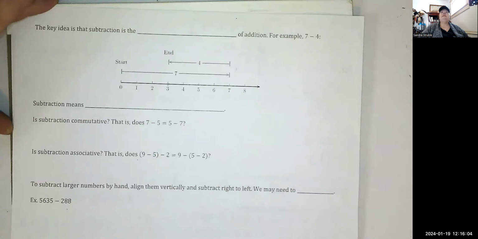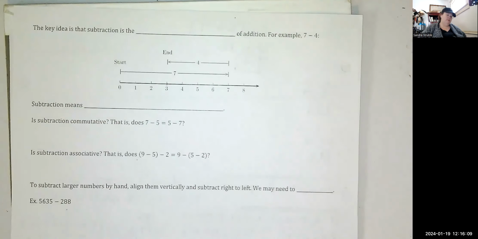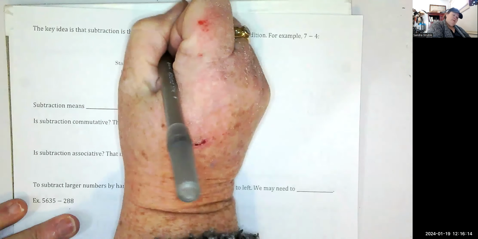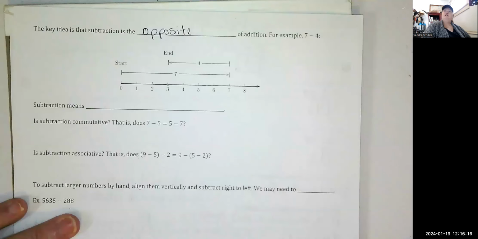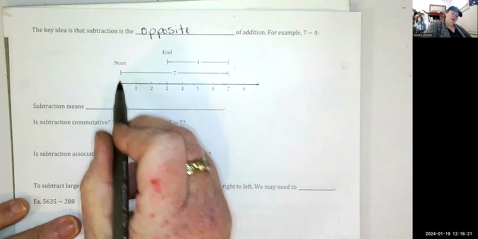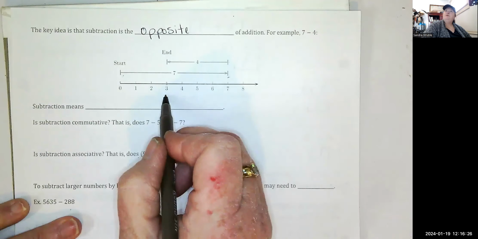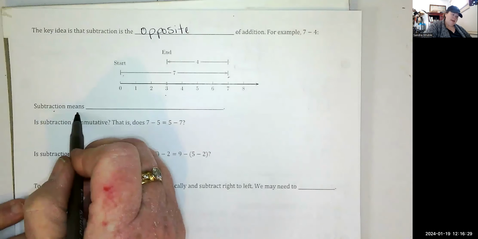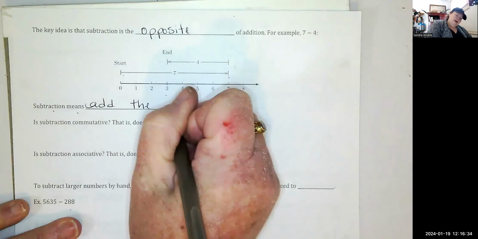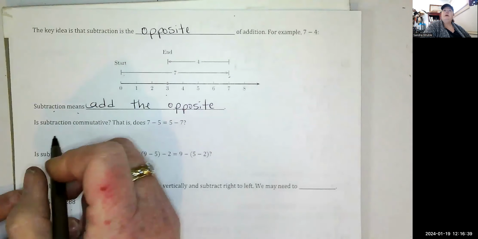The key idea is that subtraction is the opposite of addition. So for example, 7 minus 4. You start off with 7, you subtract 4 from it, and you end up at 3. Subtraction means add the opposite. Sorry for the banging, I am having work done on the house.